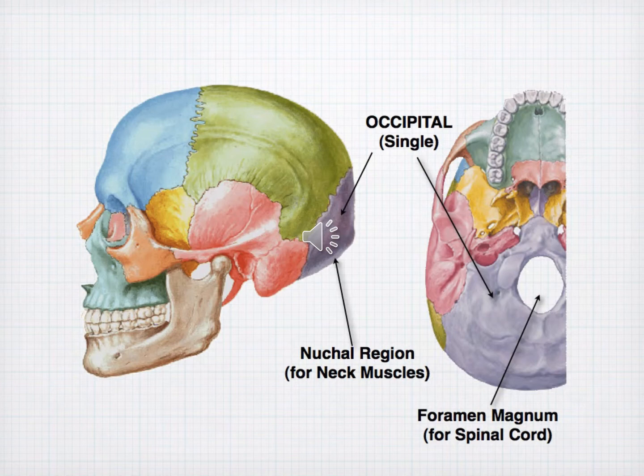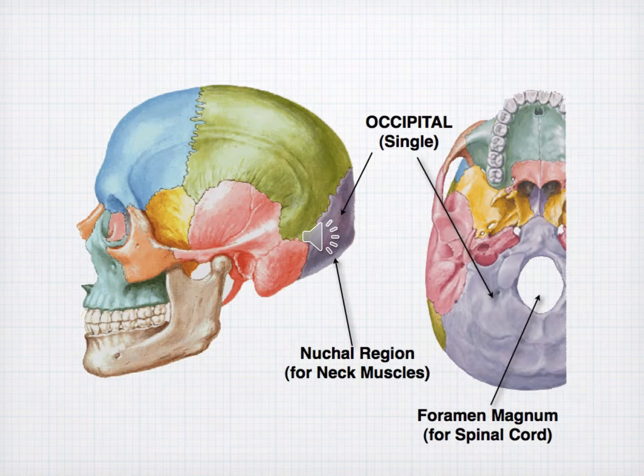You can see that the nuchal region is an area where there are muscles attached. And this is important because males typically have larger musculature. And oftentimes, males will exhibit a much more prominent nuchal region because males typically have more musculature than females. It's something that we've inherited from our primate ancestors.